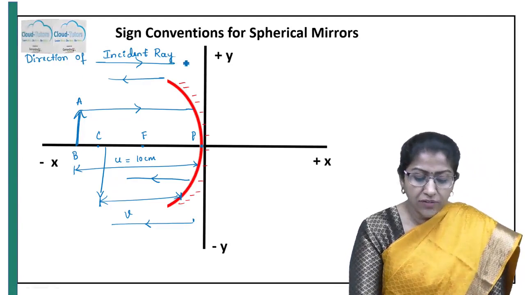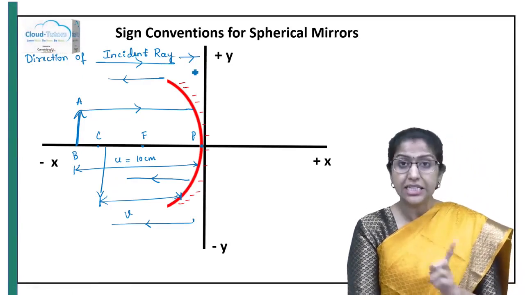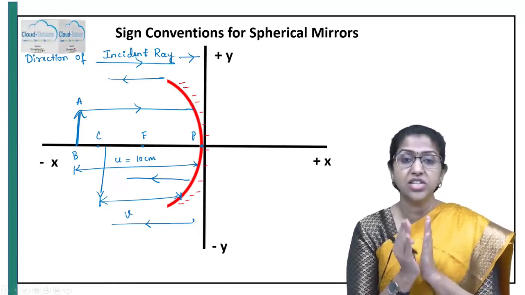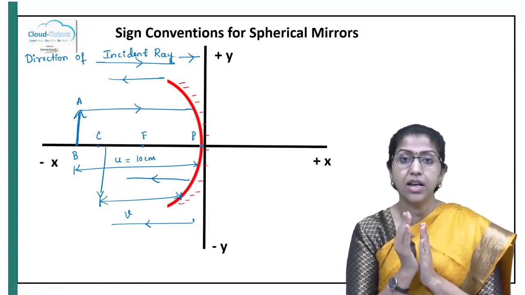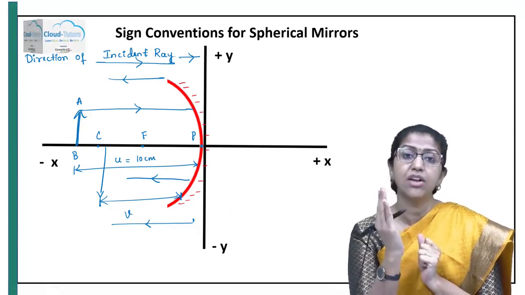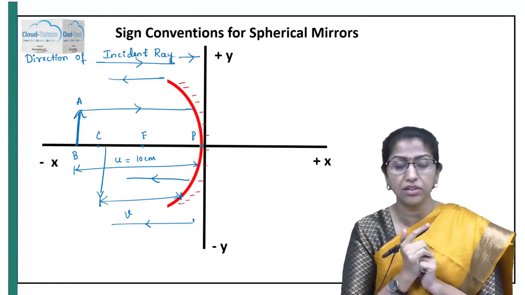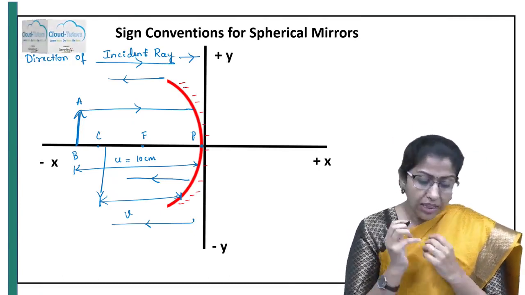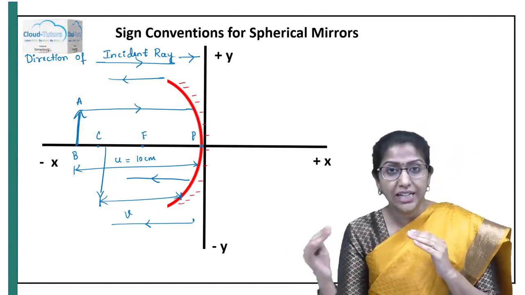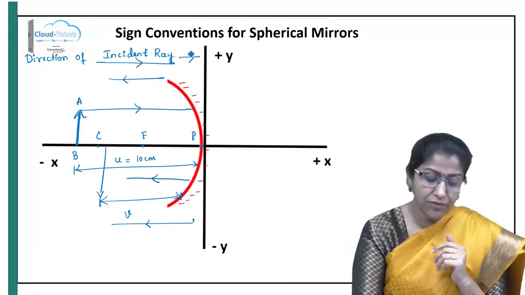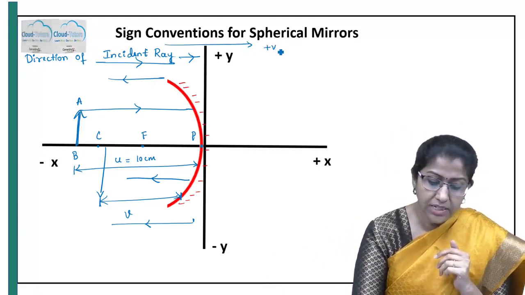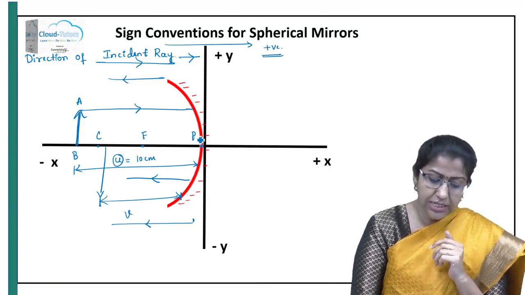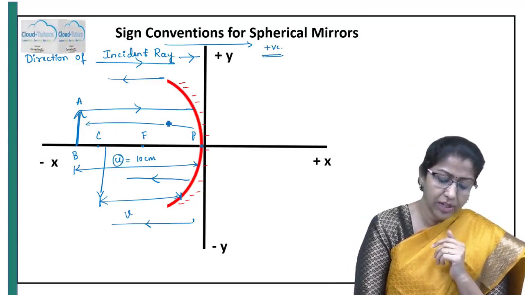So if the direction of the incident ray is from my left to right, I'll have to start measuring the distances. All the distances are measured from the pole, in the opposite direction to this incident ray direction. So what did I first say? All the distances in the direction of the incident ray have to be taken positive. But when I have to measure the object distance, I'll have to start from the pole to the object.